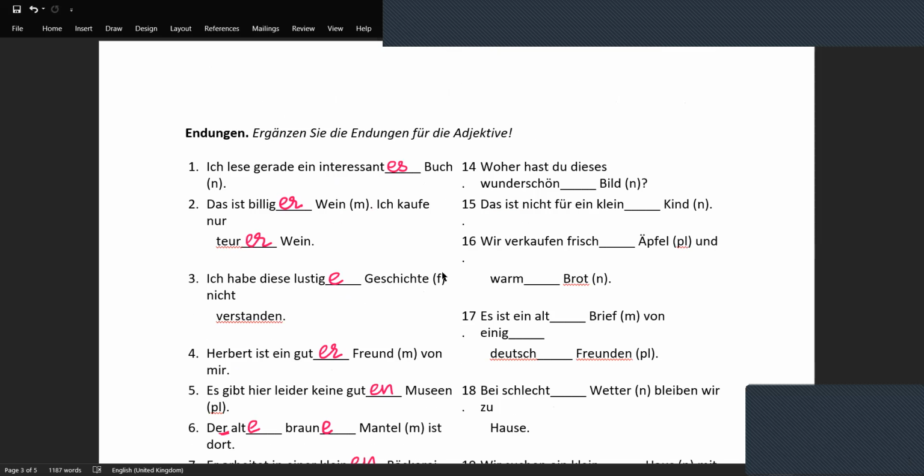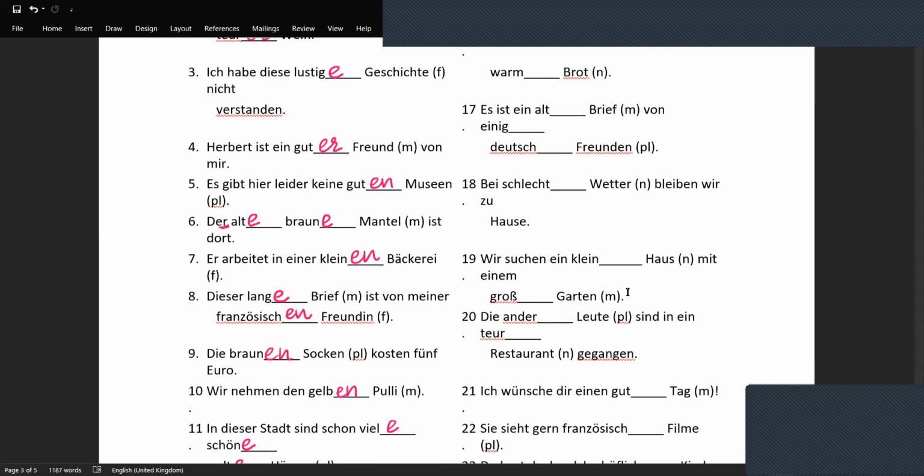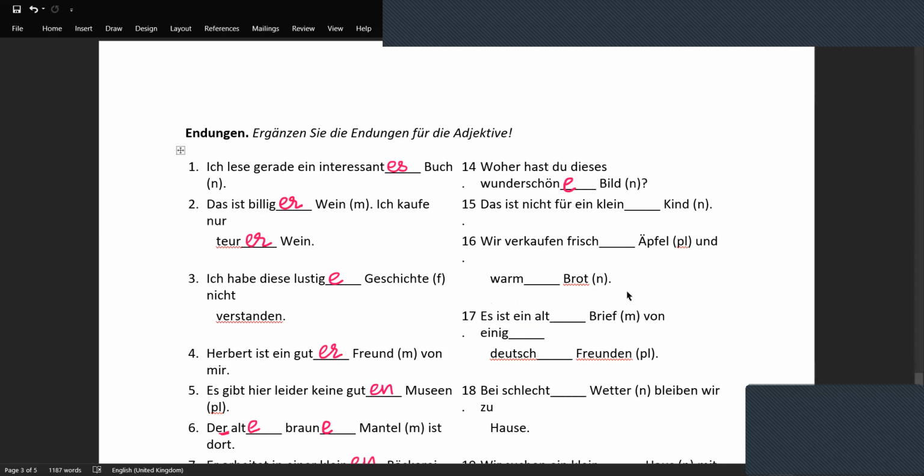13th. Woher hast du dieses wunderschöne Bild? Wunderschöne. Just one clarification here. Viele will not be taken as an article. It will still be one of the adjectives, just like mehrere, for example. So it will be viele schöne alte Häuser. Okay. Then 15.